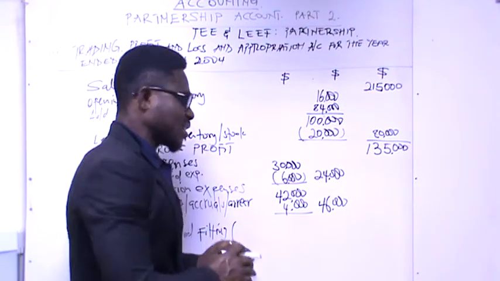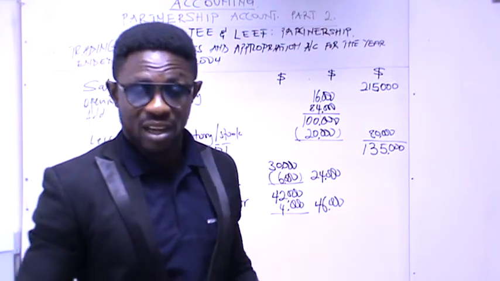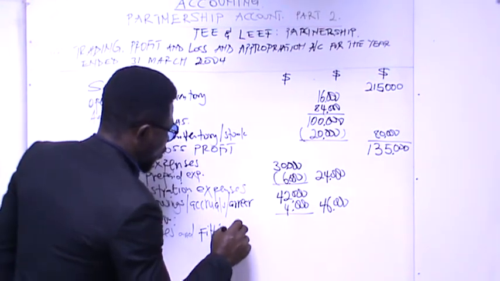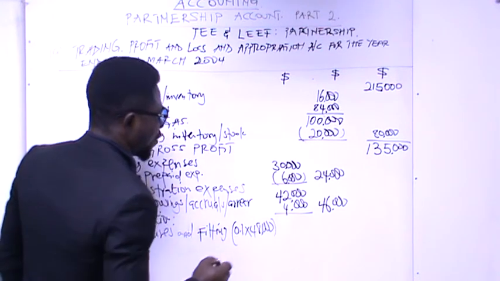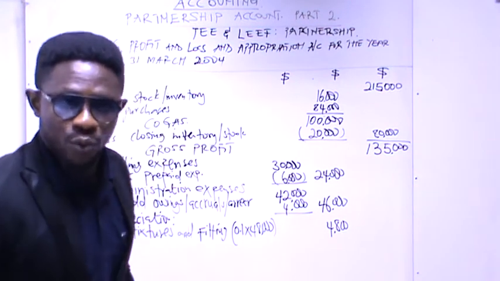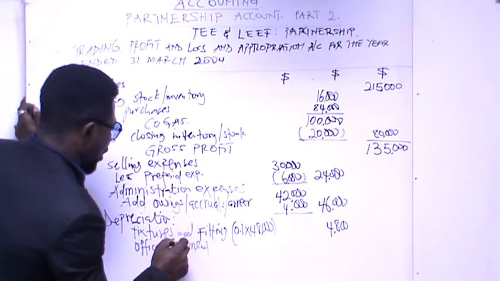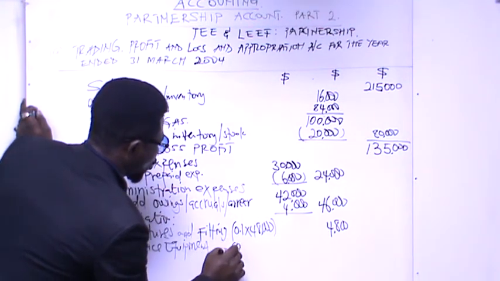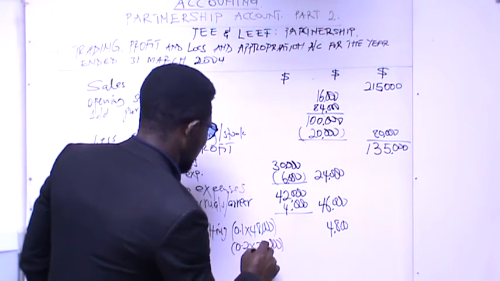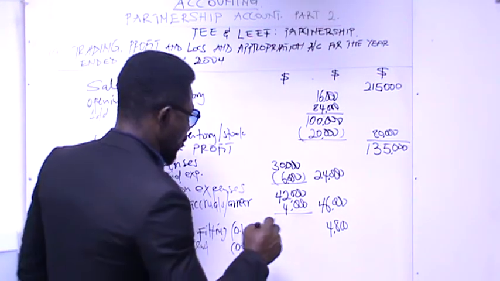So we're going to take the cost of the assets, because the question is telling us to depreciate on the cost of the asset, not the net book value brought down. So the cost of the asset in the question, we have it to be 48,000. So we have 10%, which is 0.1, multiplying 48,000. That is going to give us 4,800 as our depreciation charge on fixtures and fittings. Then also, we're going to have office equipment, which also is to be depreciated by 20%. So that is 0.2 multiplying the cost of the asset, 27,000, and that will give us 5,400.